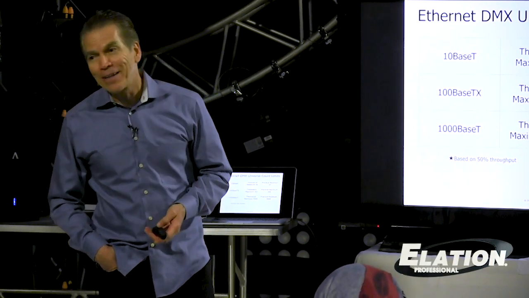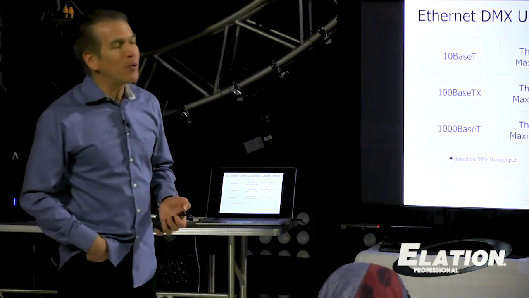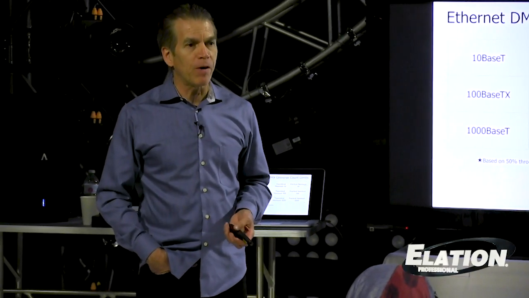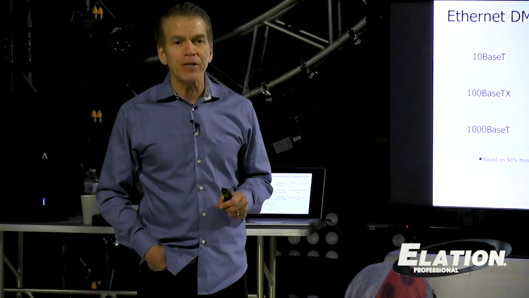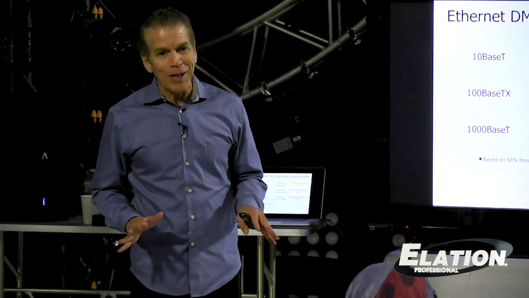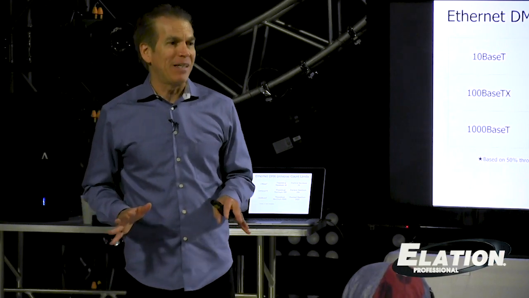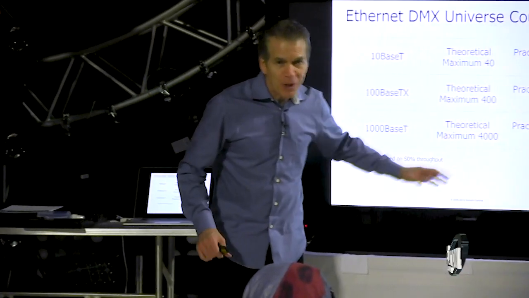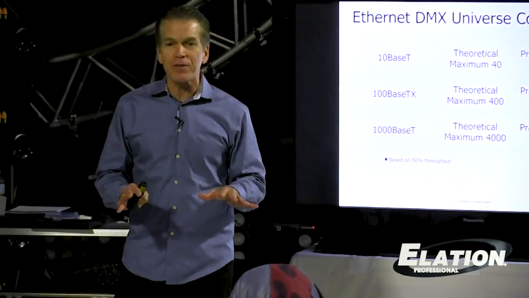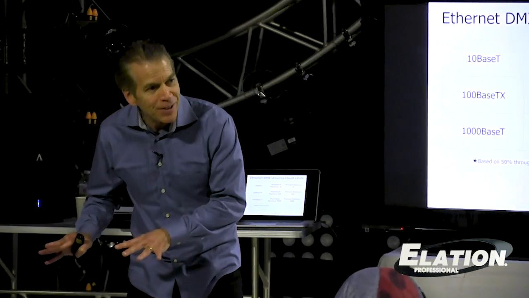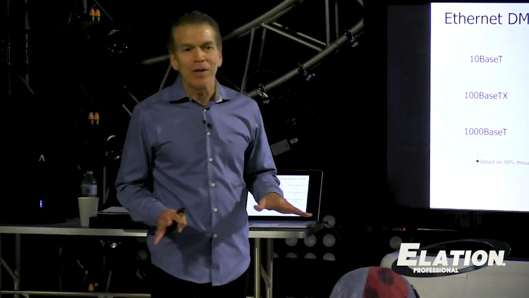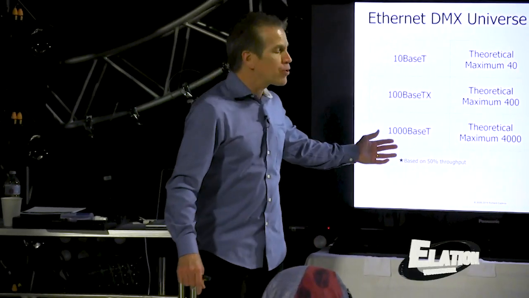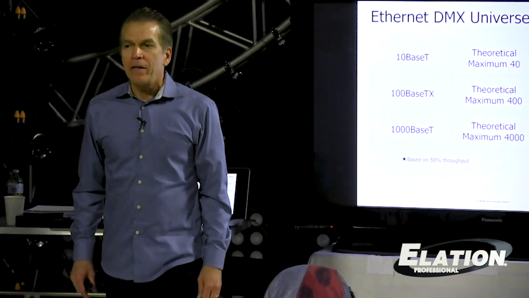And I said, well, yes and no. In theory, you can address up to 64,000 universes of DMX using streaming ACN, but there is no hardware in the world that can even get close to that. The limitations are about 4,000 in a perfect world, 4,000 universes. I don't care what the software says, there is no hardware in the world that can transport more than 4,000 universes unless you go to a 10 gigabit network.